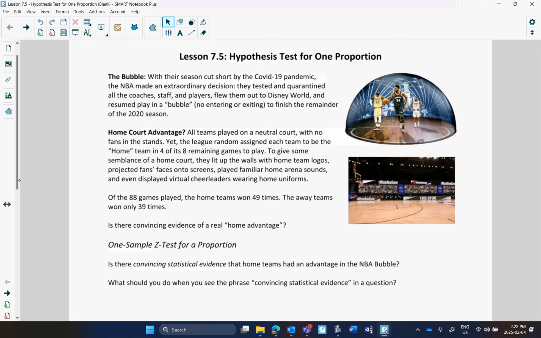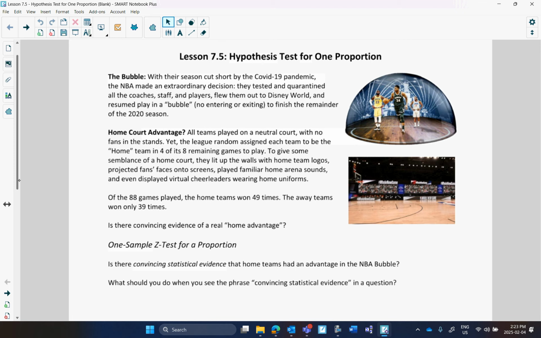So again, just to remind you, the situation was we were trying to see if during this bubble, home court teams had an advantage. The league randomly assigned each team to be the home team in 4 of its remaining 8 games, and away in its other 4 games. Of the 88 games played, the home teams won 49 times, which worked out to about 56%.